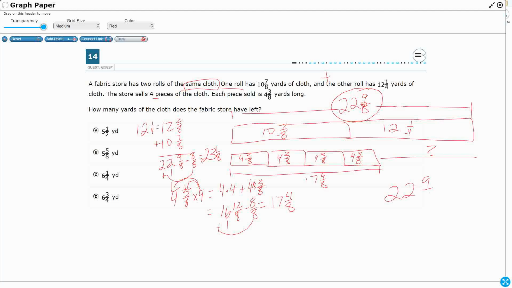Let's just subtract. As long as our numerator on the top is larger, we can go ahead and subtract just like this. 9/8 minus 4/8 is 5/8. 22 minus 17 is 5. 5 and 5/8. Our answer here is going to be that B.